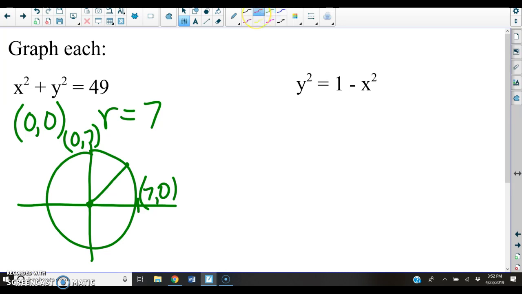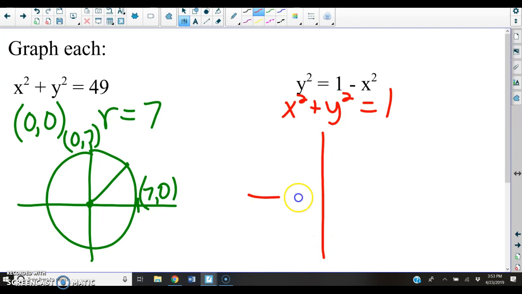What's strange about this next one is that I have the x squared on the wrong side. When both x and y are squared, it's not a line, it's not a parabola. Here the coefficients are the same, they're both 1, so it's a circle. So this is simply a circle with the center at 0, 0 and radius 1. Okay, center's at 0, 0. So that's all there is to graphing those.